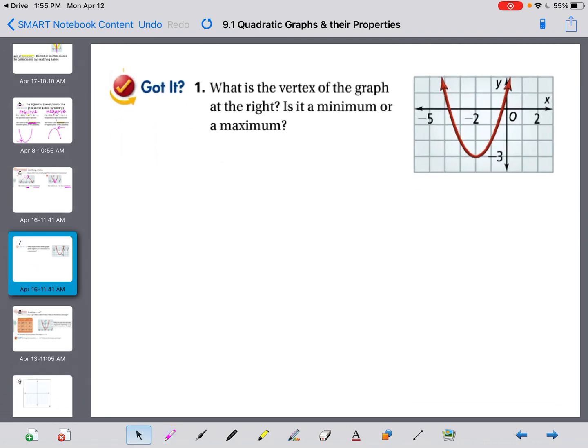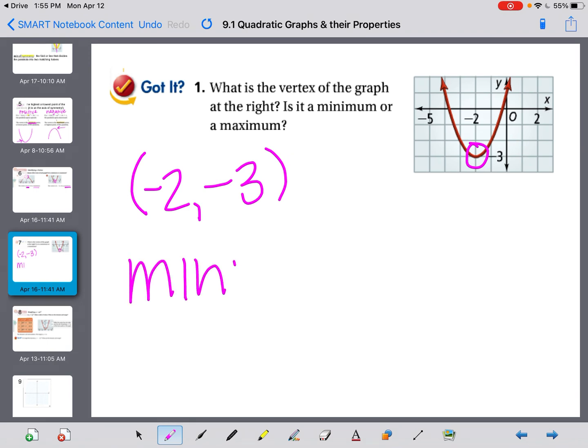Okay, so what do you think the vertex of this graph is, and is it a maximum or a minimum? Take a second here to decide that and come back and check your answer. Okay, the ordered pair for this point right here, which is the lowest point, meaning it is a minimum, is -2, -3.